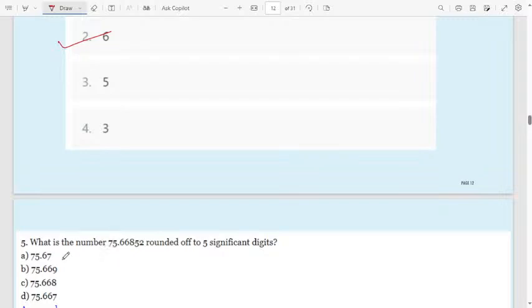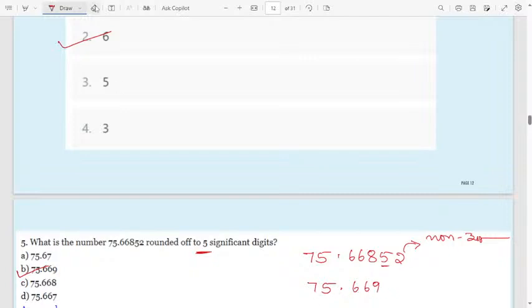Next, I will read the question because the font size is very small. What is the number 75.66852? Round off to 5 significant figures. 75.669. Because the next number is non-zero, you can easily move to the next number.